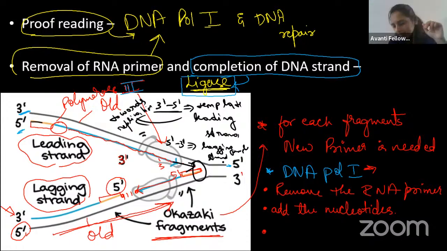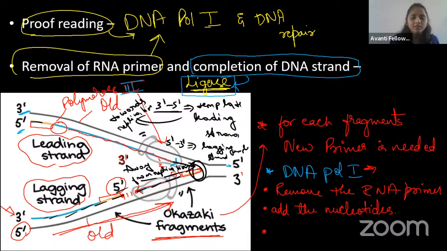And coming to the lagging strand, we know that it is synthesized discontinuously. How is it going, guys? It is a discontinuous strand, right? So it is going away from the replication fork. Remember, this is the replication fork, and it is going like this. That's why we call it away from the replication fork. Remember, guys, away from the replication fork.